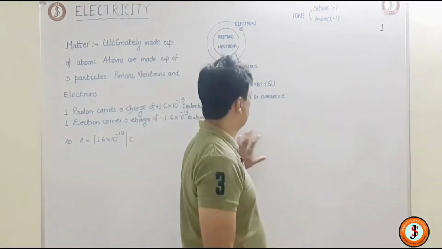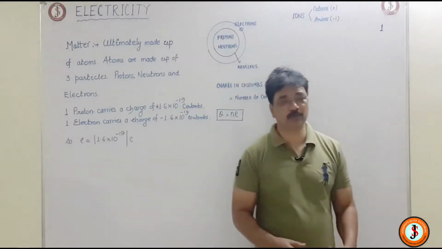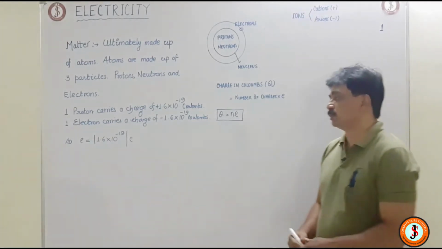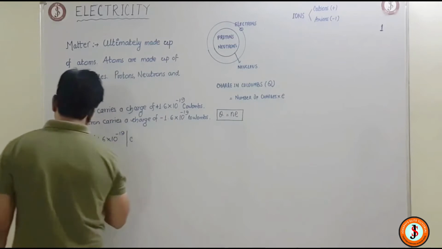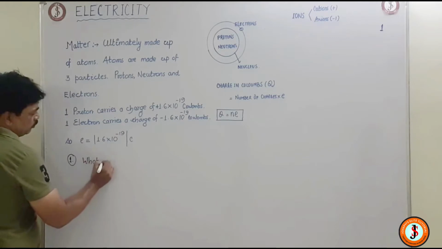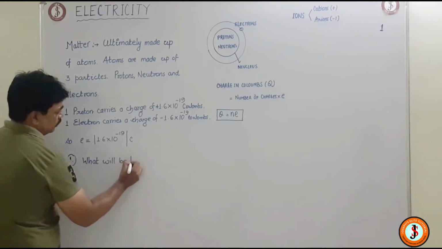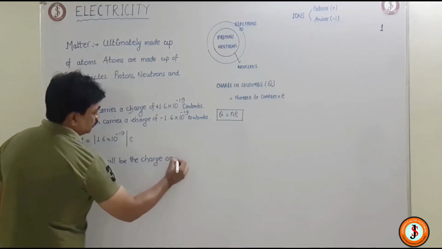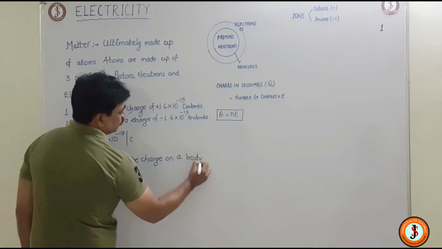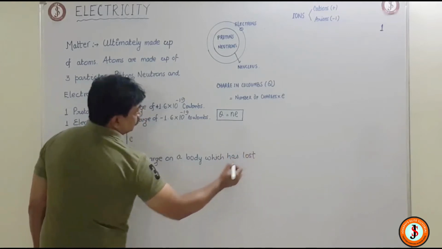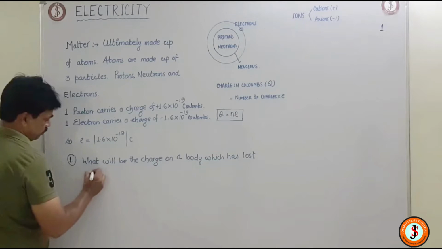Now if they directly ask you what is the charge on 100 electrons, minus 100 into 1.6 into 10 to the power minus 19 coulombs will be the answer. But suppose I put up a question. Question number 1: what will be the charge on a body which has lost 10 to the power 19 electrons?